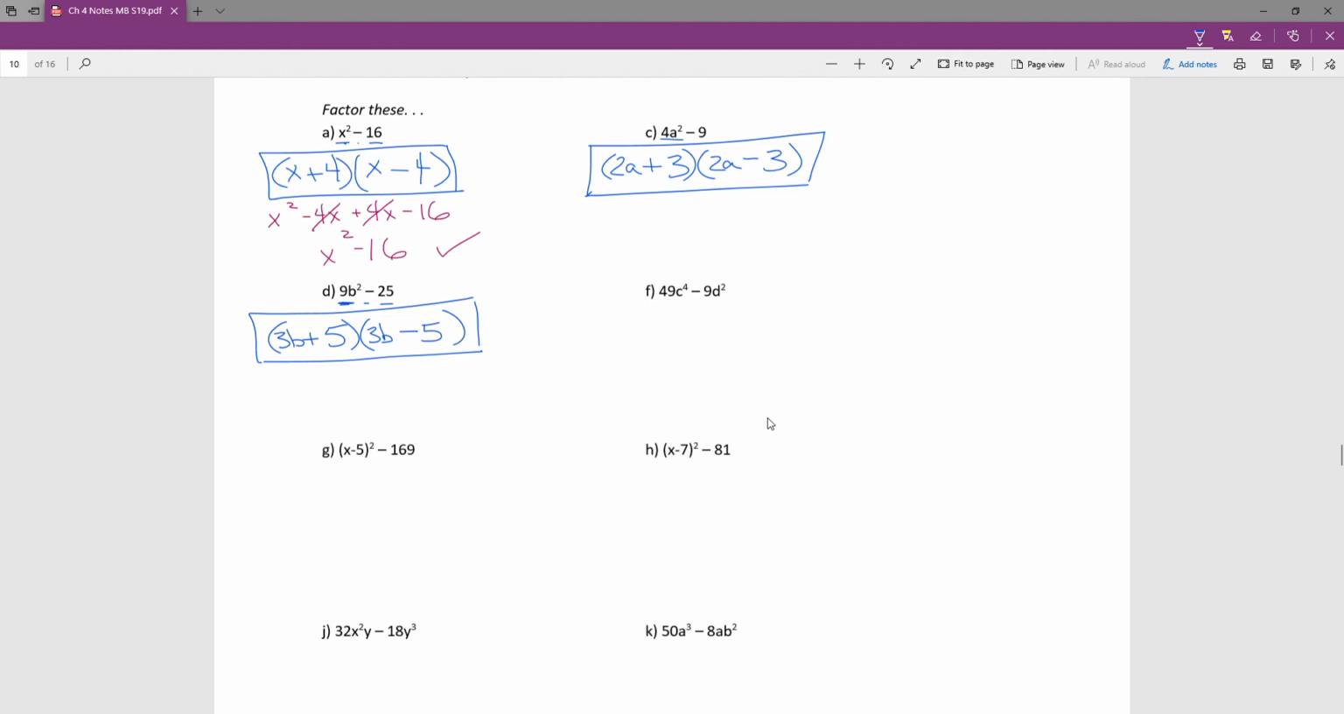F, we have a perfect square, and a minus sign in between. So I can put down the two brackets. One set of brackets gets to be positive, one set of brackets gets to be negative. And now I'm going to take the square root of the first term. That would be a 7c squared, and that goes in both places. And then the square root of the second term, so that would be a 3d in both places. If you're ever nervous, you can always check, but that should be the factored form of that polynomial.